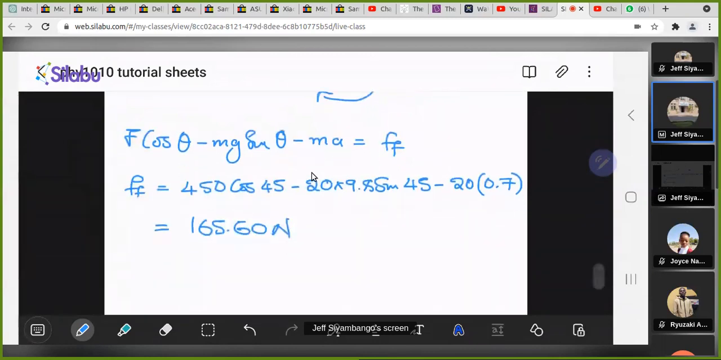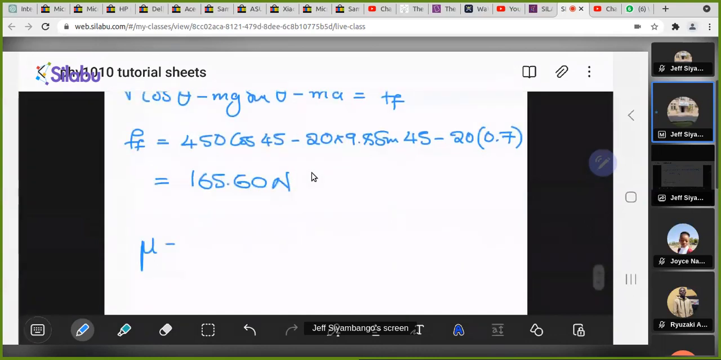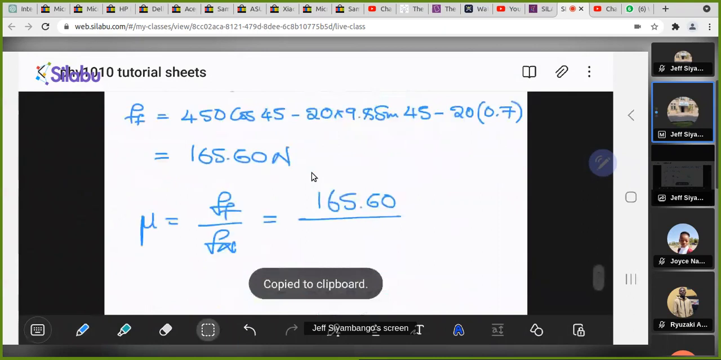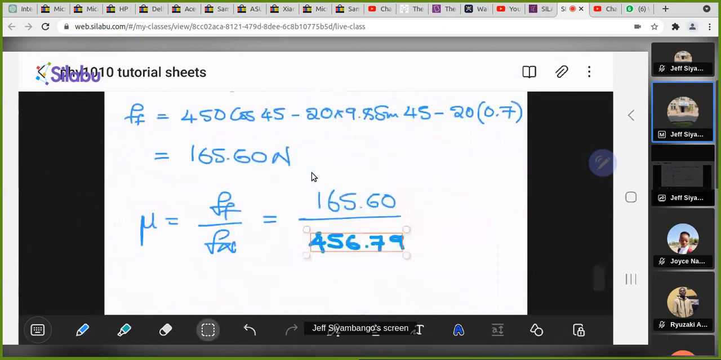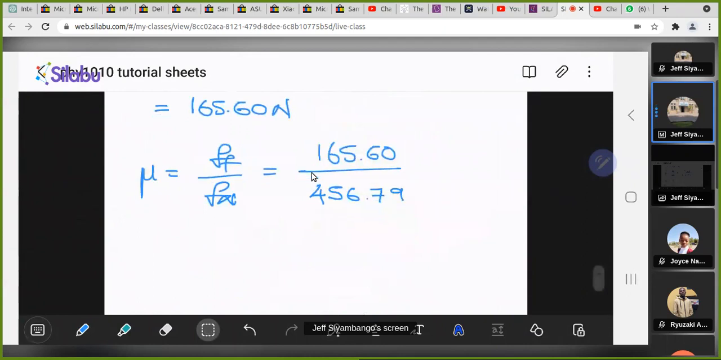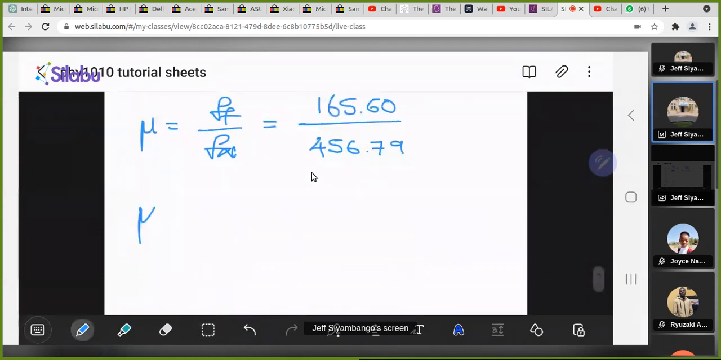Now we have the missing pieces. The coefficient we're looking for was force of friction over normal force. We now have both. Force of friction, 165.60. The normal force, we had this value. So we can now divide. When we divide this answer by 456.79, we get the coefficient as 0.362. The coefficient has no units.